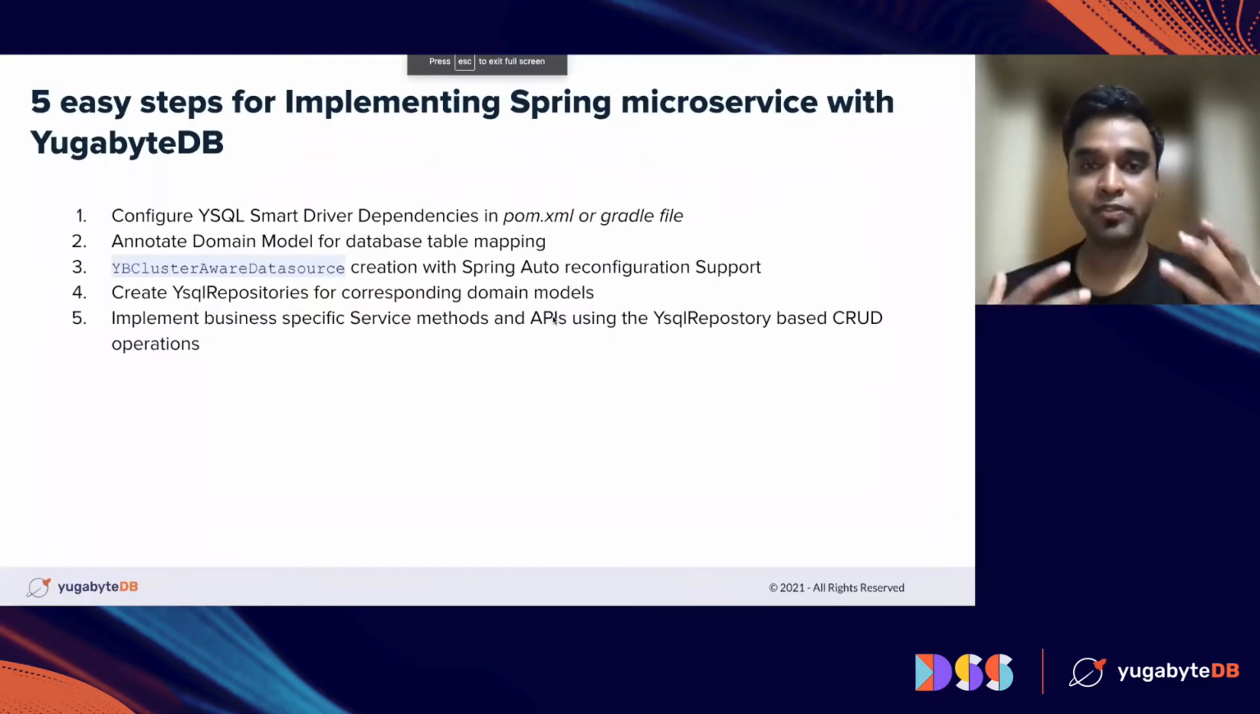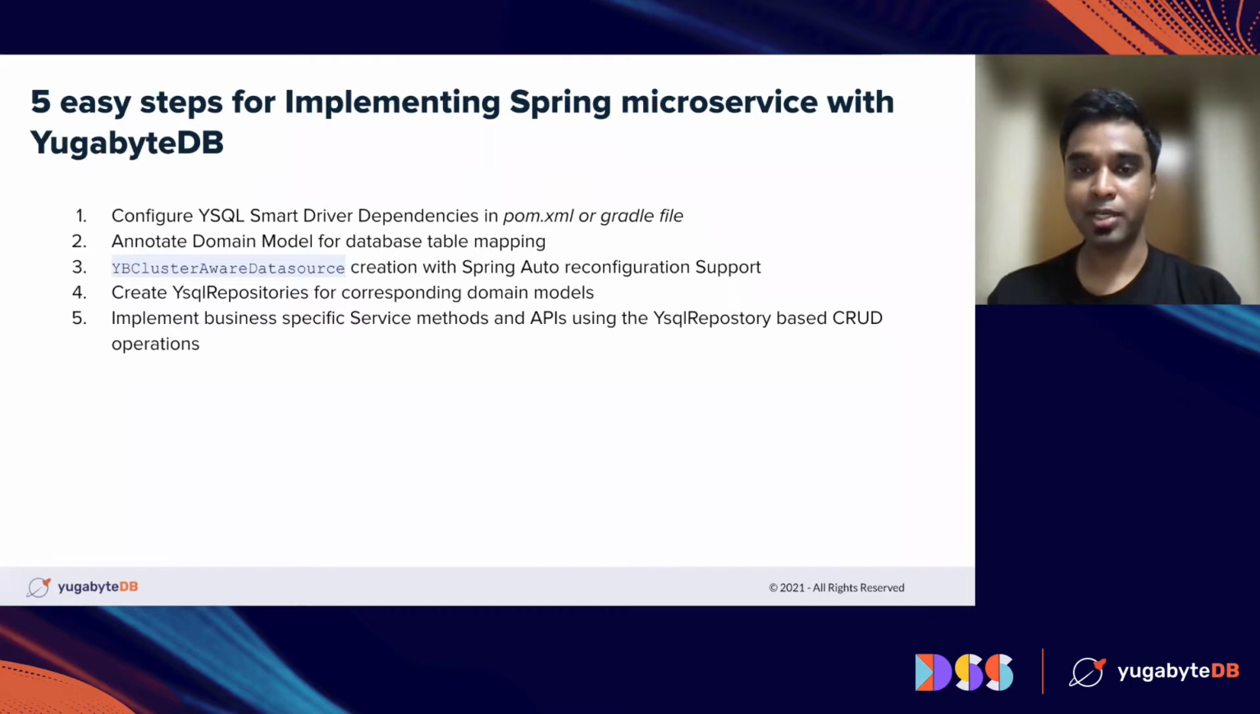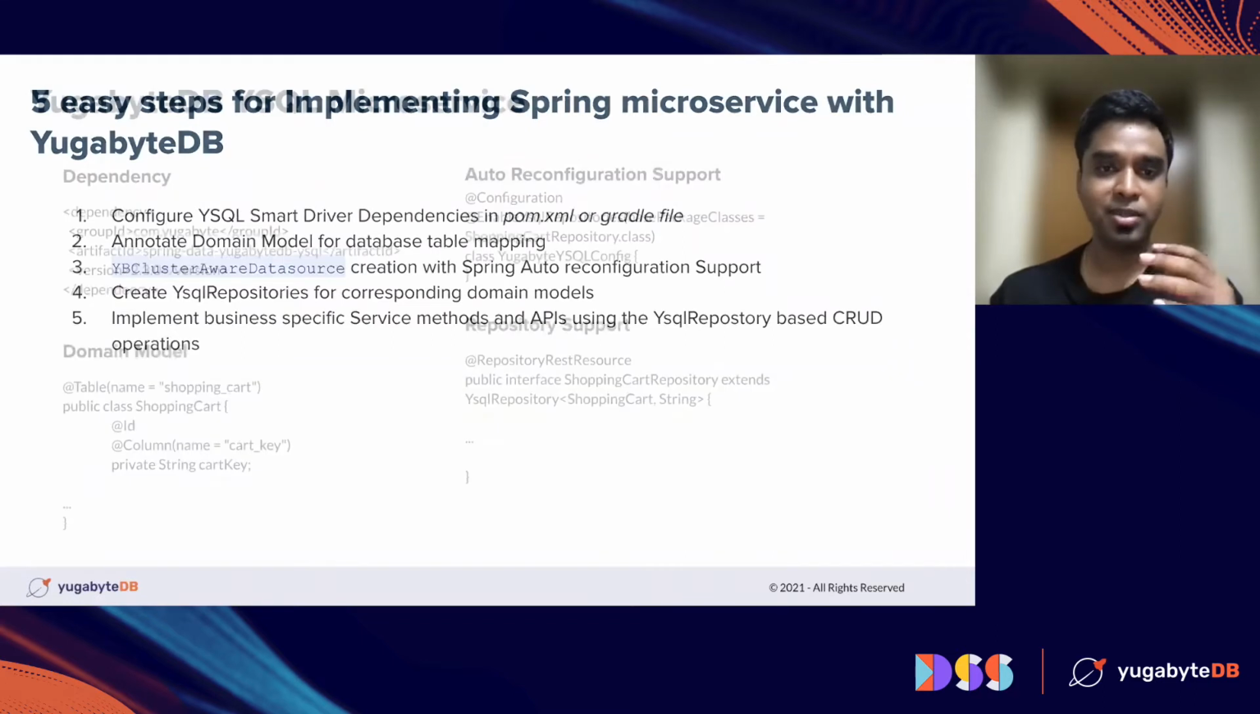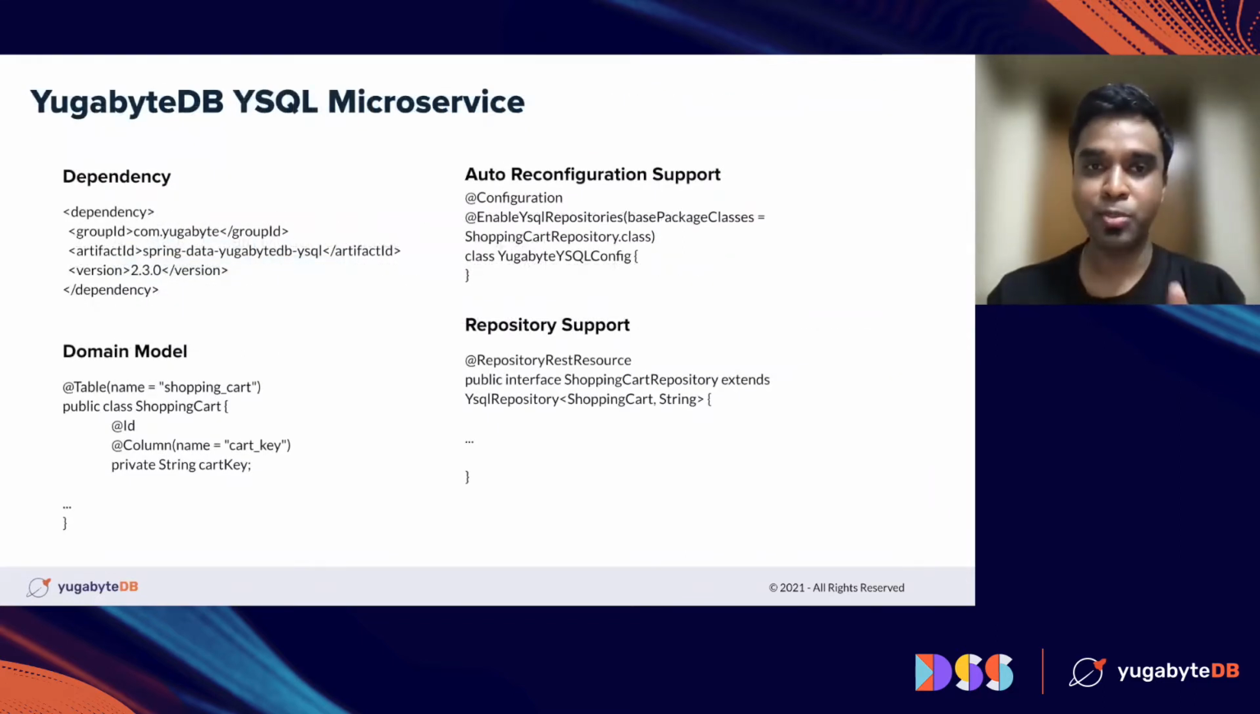All you need are these 5 simple steps using the Spring Data YugabyteDB project. You get the right dependencies in your POM file or Gradle file, annotate all your domain models with the required entity mappings, and use the cluster aware data source for creating a connection to the YugabyteDB cluster. And that's it. You'll have a repository which is going to enable the CRUD operations against the YugabyteDB cluster, which you can autowire into your service methods or APIs for doing CRUD operations. With these 5 simple configurations in your Spring Boot application, you can build a microservice which is going to connect to a scalable YugabyteDB cluster. That's how simple it is to get started with YugabyteDB.